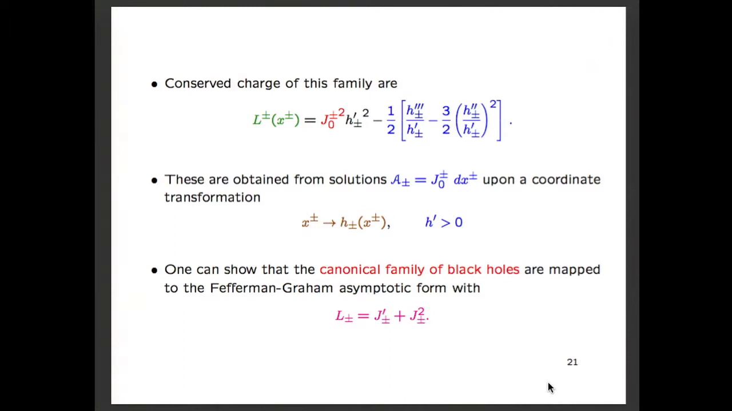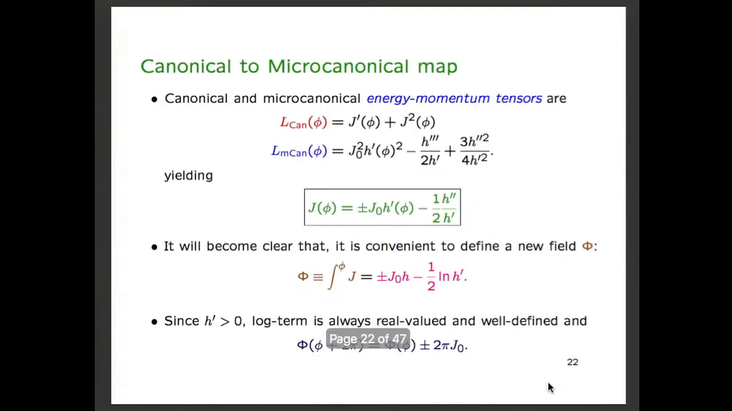One of them I chose to describe with this function J. That was the canonical description. The other one, which was the microcanonical, I described by this function H. And they are related if I equate the energy momentum tensor for these two different descriptions in this way. So I'll use this later on when I want to describe the logarithmic corrections to entropy.